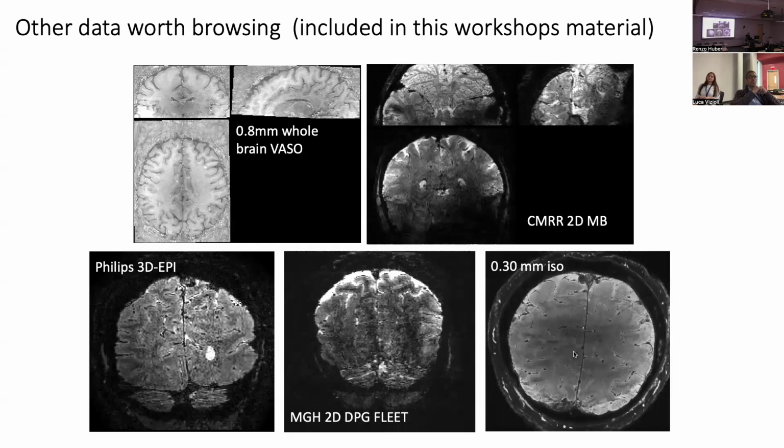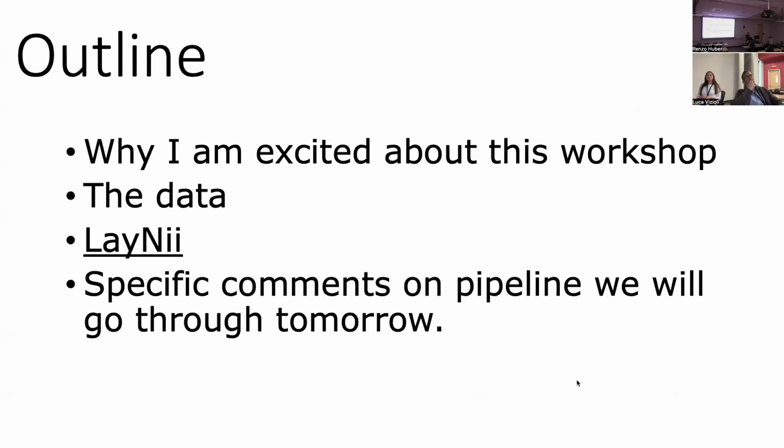But there's also one data set trying to give you a feel of what the limits are. This is a data set with 0.3 millimeter isotropic resolution and 18 slices, to see what you can see and what you can't see, and also in the activation maps of those. So browse that if you want. All right, LayNii.